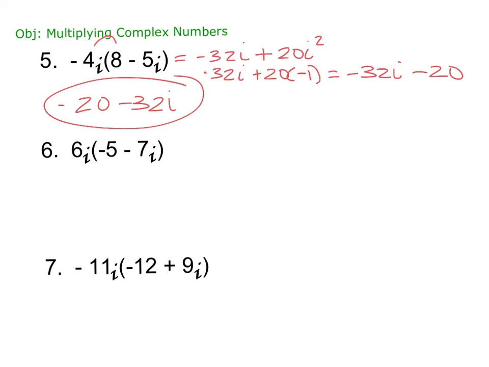So if you watched and you didn't try the others on your own, pause, try them on your own. So we get -30i minus 42i squared.